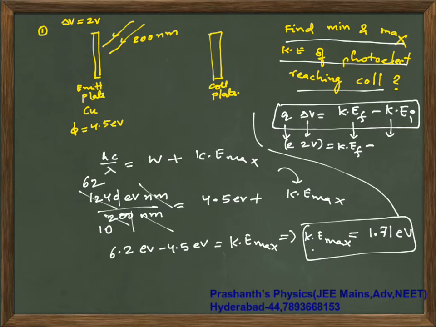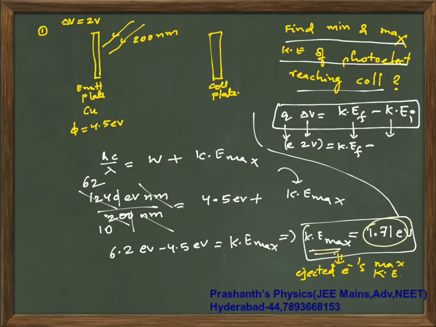So for the final kinetic energy reaching the collector, if it is asked, this Ke max is what? This is the ejected electrons' maximum kinetic energy. It is not the kinetic energy that is reaching the collector plate. So this Ke max can be either 1.71 or it can be 0. It can have any value ranging between 0 and Ke max.